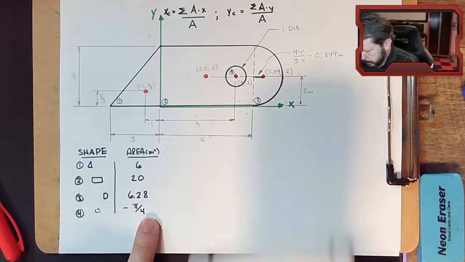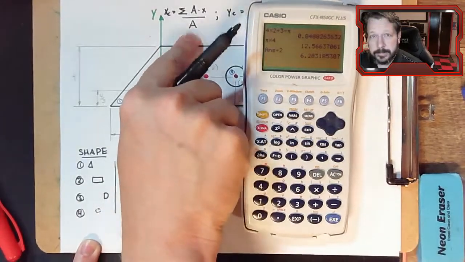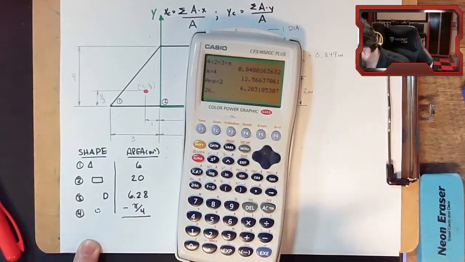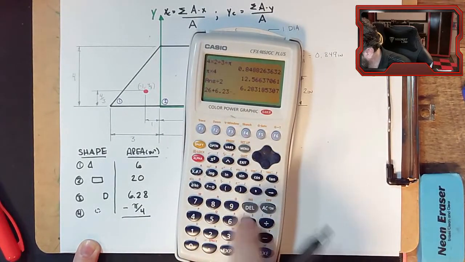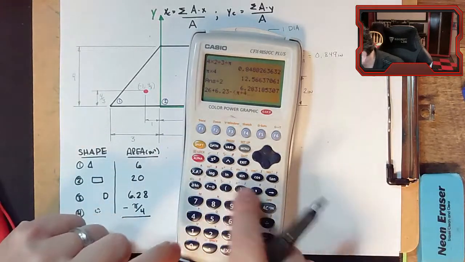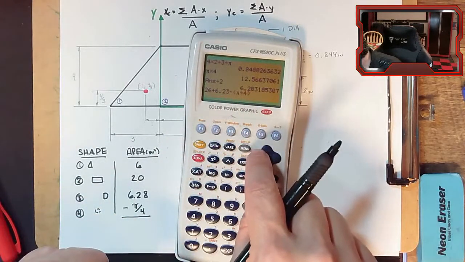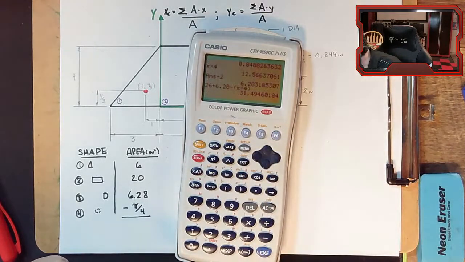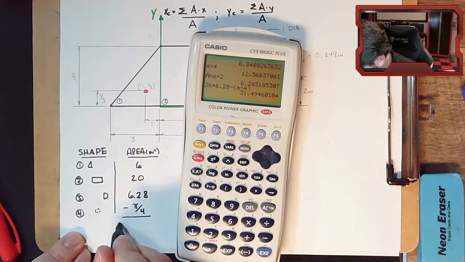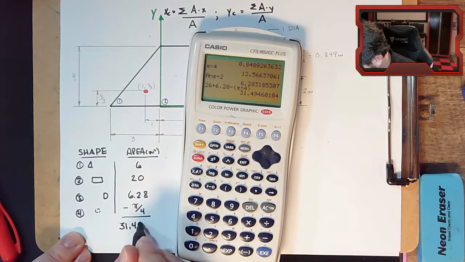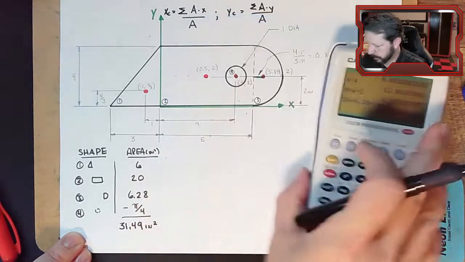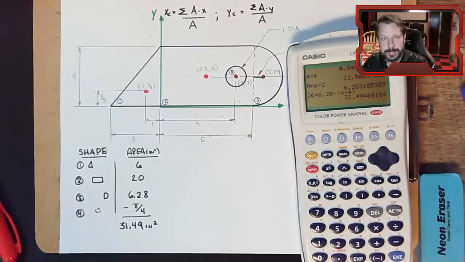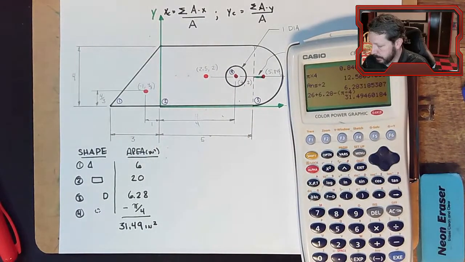Now, if we sum this total, that will be our total area that we want to put in our equation. So 26 plus 6.28 minus pi over 4. Oh, I put 6.23. Hold on. 6.28 minus pi over 4. 31.49. So that's the total area of the bracket, or whatever this thing is.